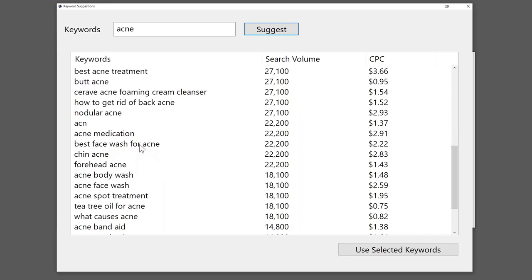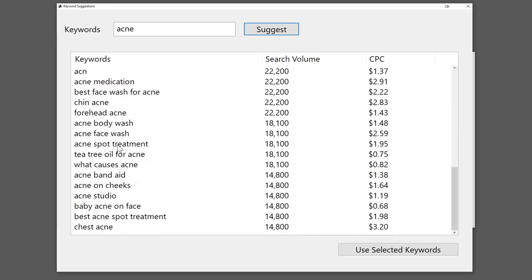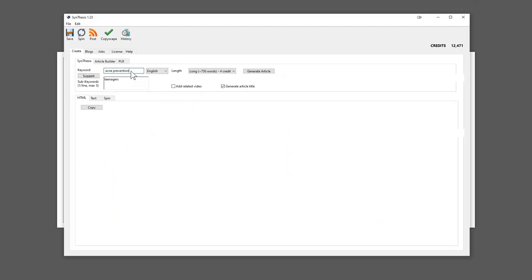Medication, okay. Face wash, forehead, body wash, okay. Spot treatment, tea tree oil for acne. That's a very specific kind of keyword. Let me show you how I would use that one. So tea tree oil for acne, I would actually go with acne prevention probably, and then tea tree, oops, if I can spell, oil. So this is now going to look for content to do with acne prevention and tea tree oil.